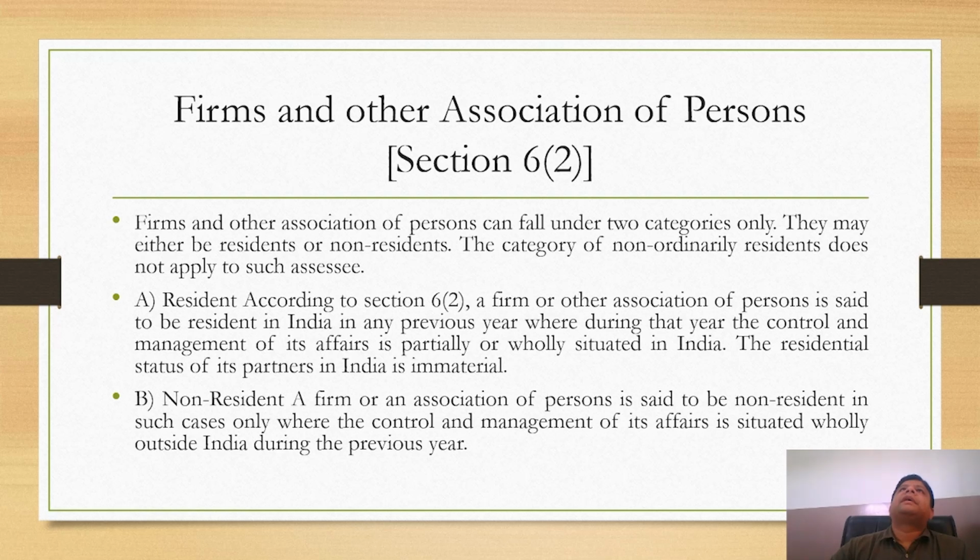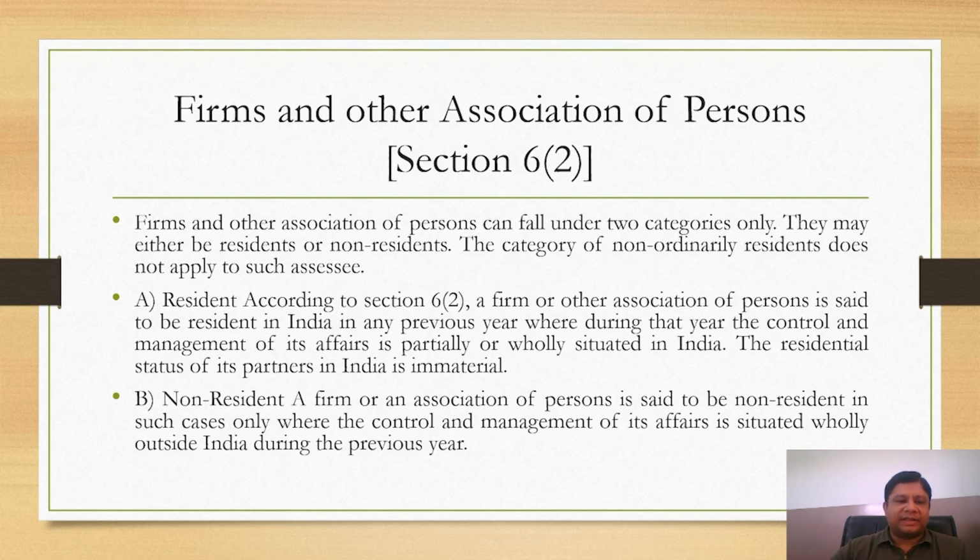So, till now we have studied about the individual, HUF, and now we are going to study about the firms and association of person. So, firms and other association of person can fall under two categories only. They may either be resident or non-resident. The category of non-ordinary resident does not apply to such assessee.